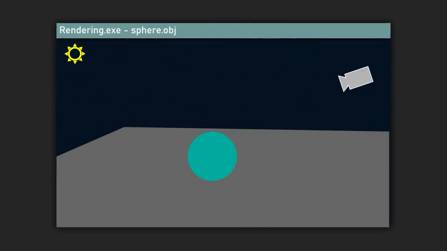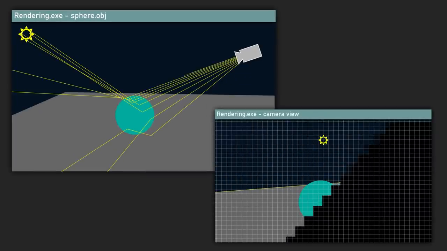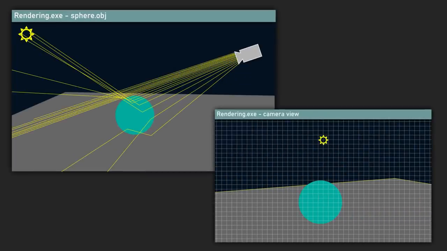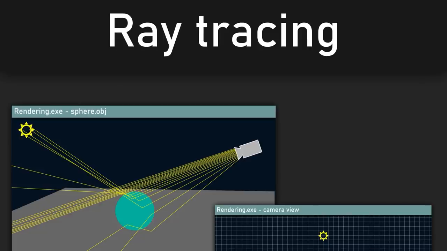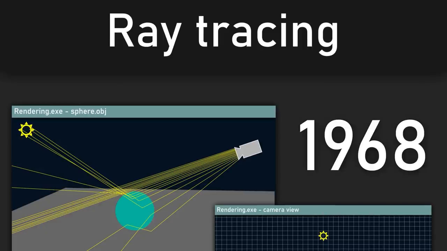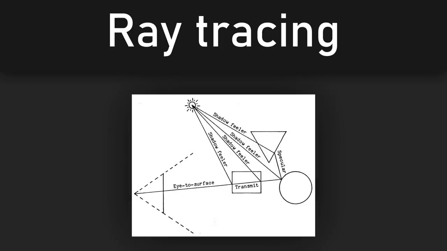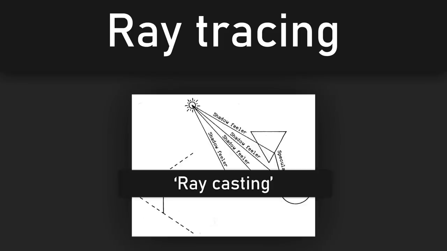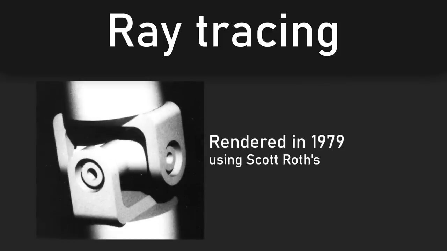What we can do instead is go the other way. Instead of simulating beams of light emanating from a light source, we go through each pixel of the camera and simulate a beam of light going from it, seeing if it hits a light source. This is ray tracing. You might be surprised to hear that this technique was first invented on paper in 1968 and was among the first computer rendering techniques invented. But it was only in 1978 that this technique, which was named raycasting, began to be used and experimented with seriously. This image here was made in 1979 by Scott Roth.